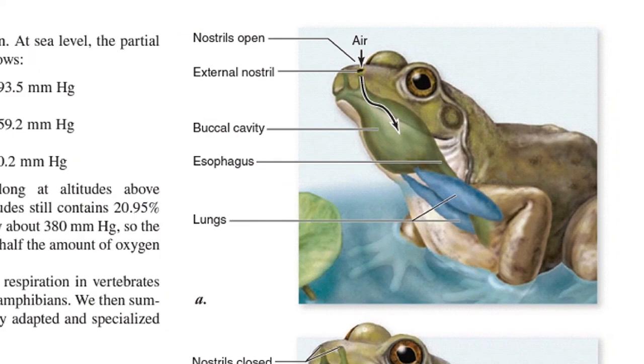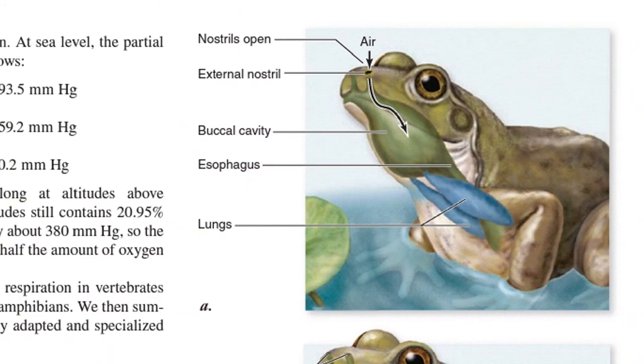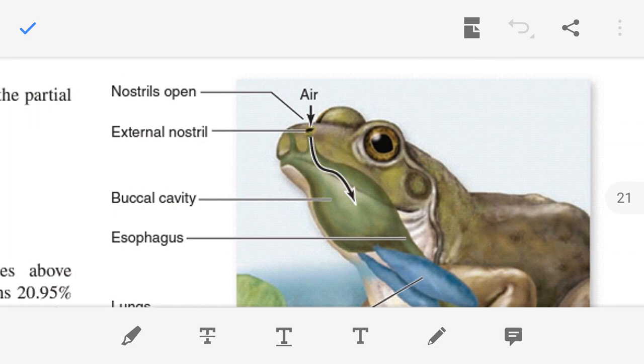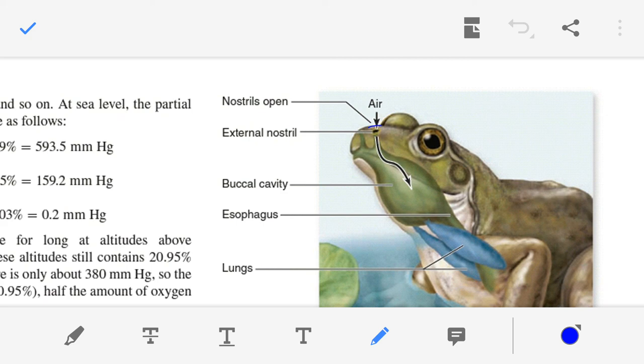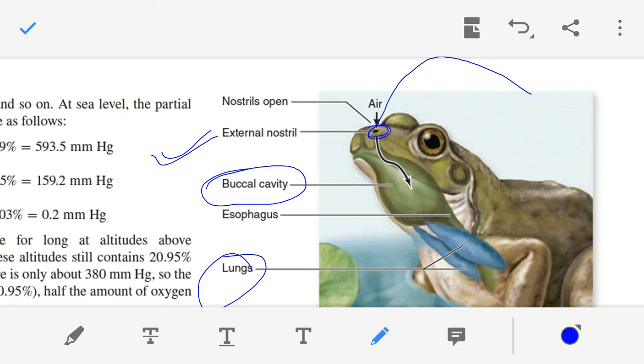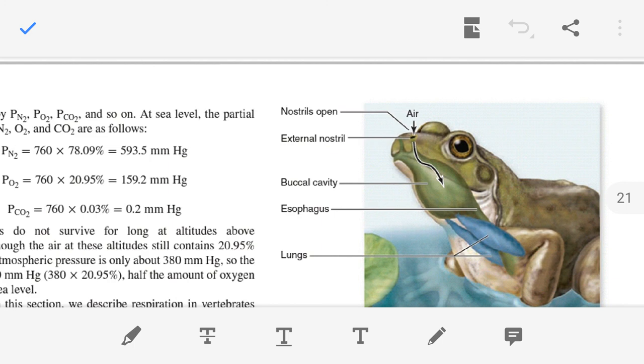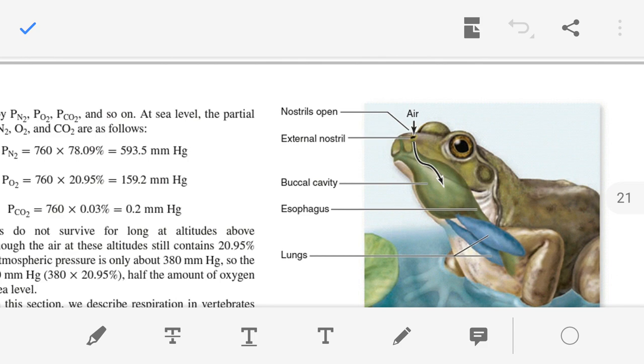Now here, these are, with the blue color, these are the lungs of frog. And you see what happens when the frog is respiring with the help of lungs. What happens? This external nostril is open. Atmospheric air enters through this nostril, and this air enters into the buccal cavity, and with the buccal cavity these lungs are attached. Okay, so we can say the lungs are attached to the gut, and this air is entering into the lung.